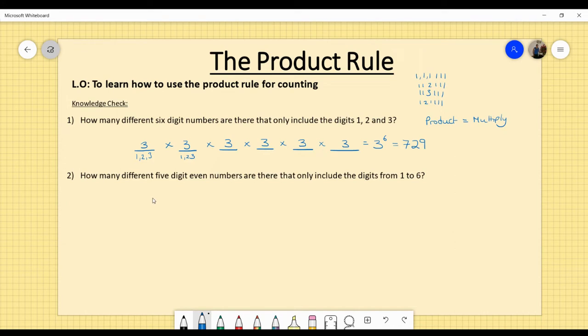Okay. We then have a look at question 2. So how many different 5-digit even numbers, so this is important, are there that only include the digits from 1 to 6? So I've got 1, 2, 3, 4, 5 digits this time, but it needs to be an even number. So for an even number, it must end in 2, 4, or 6. Obviously not 0 and 8 because they're not in the range of 1 to 6.